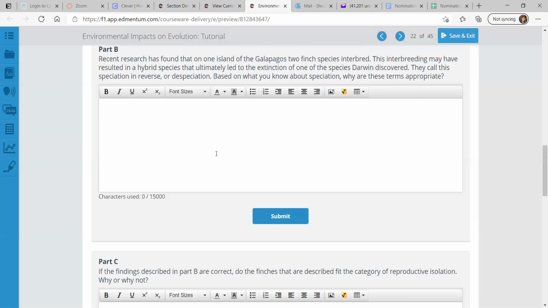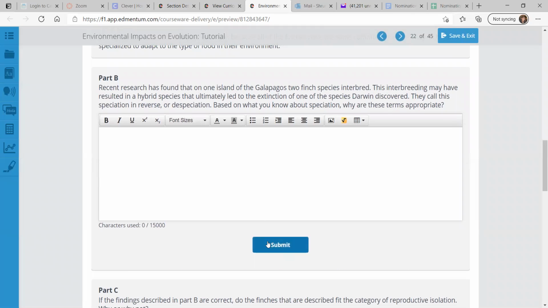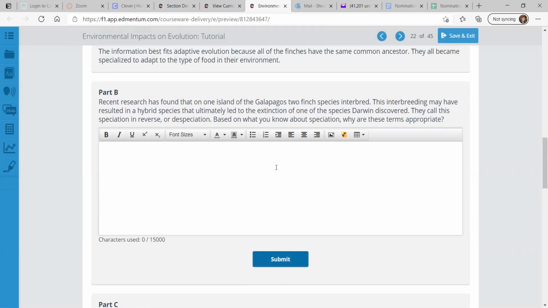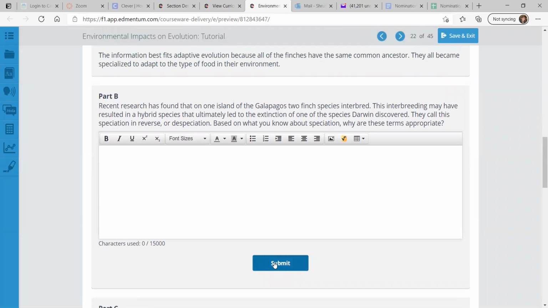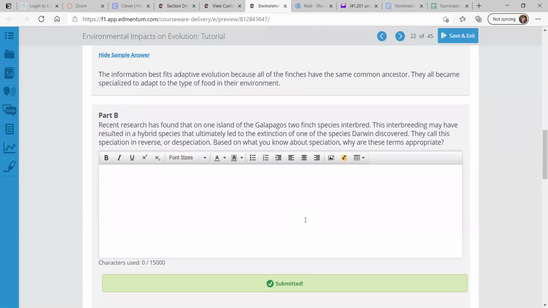So that's cool. Recent research has found that on one island of the Galapagos, two finch species interbred. And this interbreeding may have resulted in a hybrid species that ultimately led to the extinction of one of the species Darwin discovered. They call this speciation in reverse. That's the phrase, speciation in reverse or de-speciation.